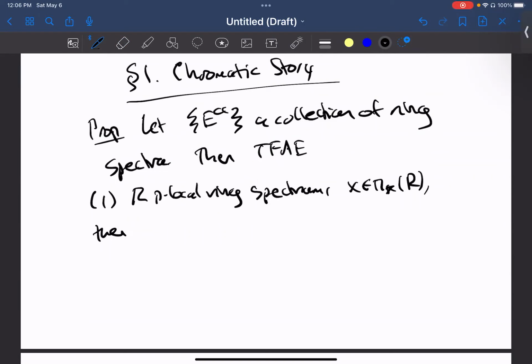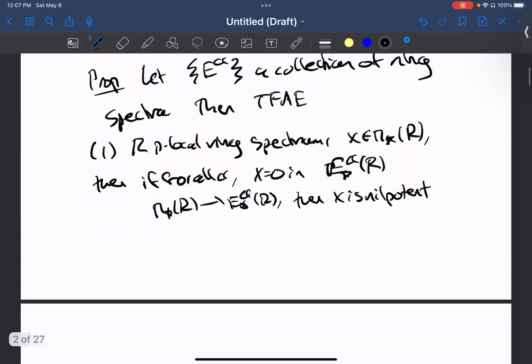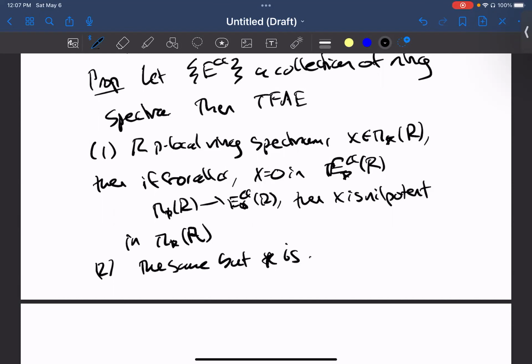then if for all alpha, x is equal to 0 in E alpha star of R, so this is under the map from pi star of R to E alpha star of R, then x is nilpotent in pi star of R. Condition 2 is the same, but star is replaced by 0. So this is something happening purely in degree 0.